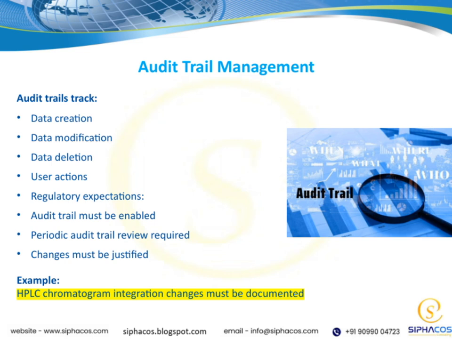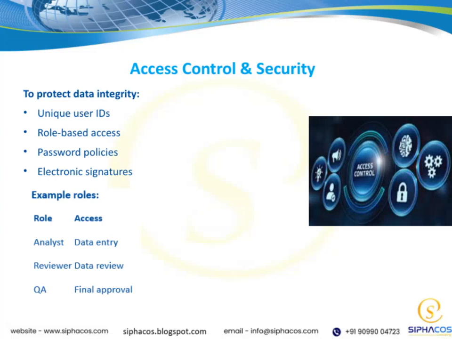To give a concrete example, think about HPLC chromatogram integration changes. If adjustments are made to the integration, those changes need to be properly documented in the audit trail. This maintains transparency and ensures compliance. Overall, effective audit trail management helps us maintain data integrity, meet regulatory requirements, and uphold the quality standards our industry demands.